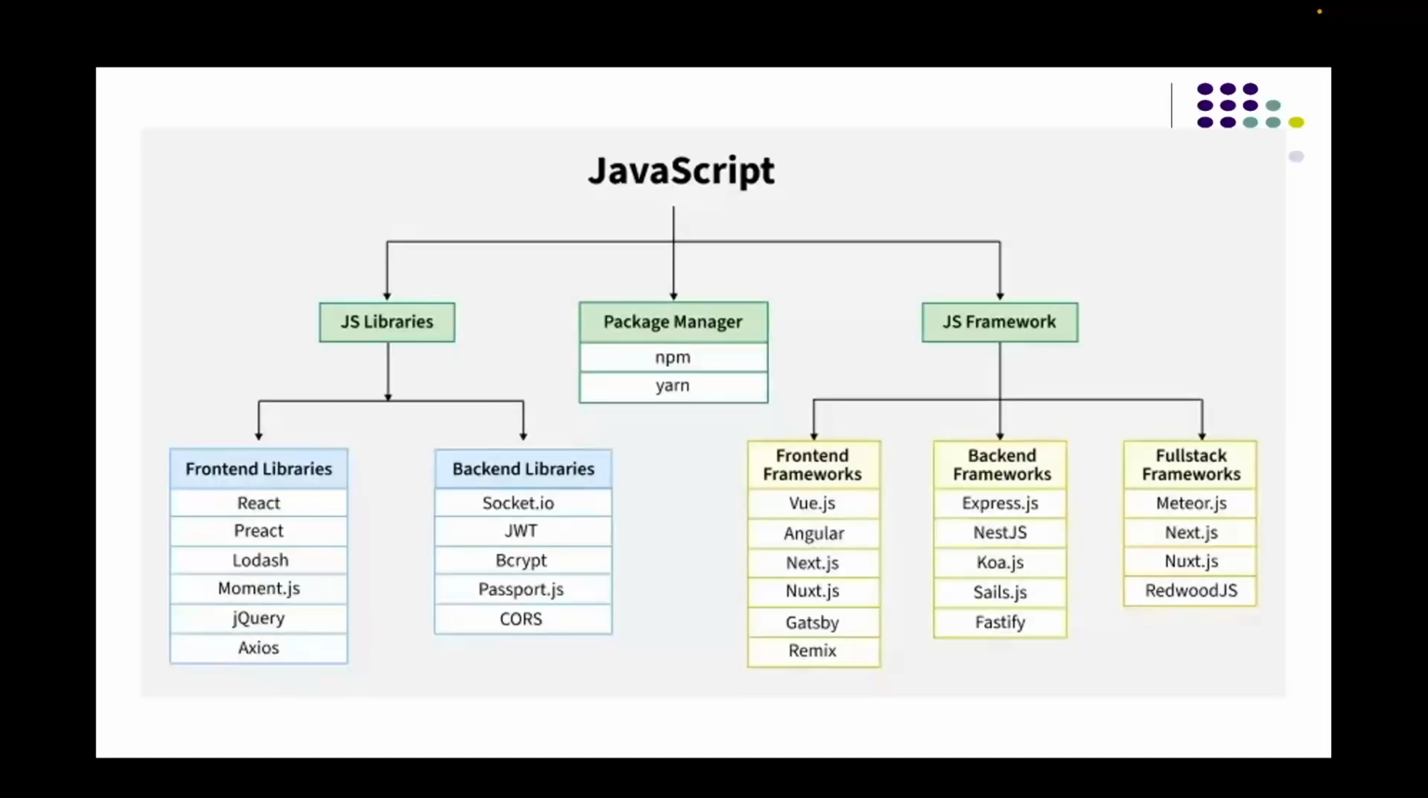To understand where we are going, we first need to look at the JavaScript ecosystem. As you can see in this tree diagram, JavaScript is massive. It splits into libraries, package managers like NVM, and frameworks. So jQuery sits right here under front-end libraries alongside other famous names like React and Axios. So it is a foundational tool for building interactive websites.